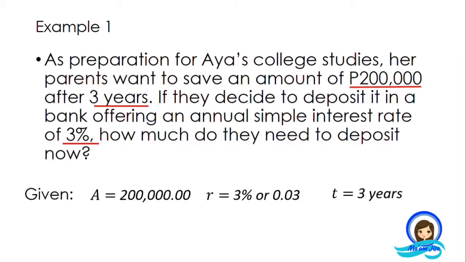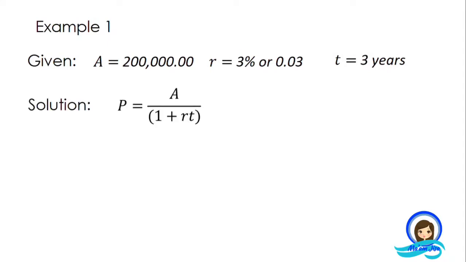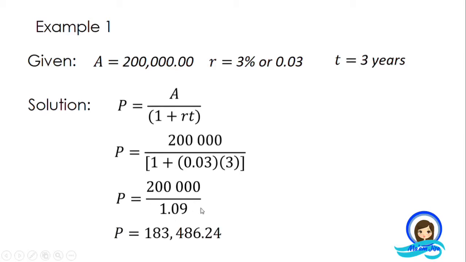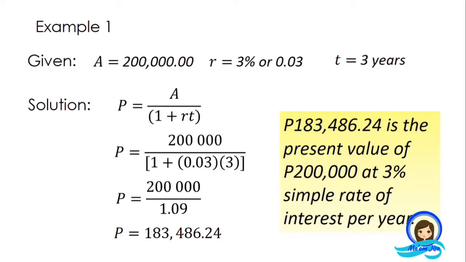To solve that one, using our formula, we have to substitute the given data. So the amount is 200,000. Then the rate is 3% or 0.03 and the term is 3 years. Again, you need to multiply the rate and time first before adding it to 1. So 0.03 times 3 is 0.09. And then adding it to 1, that is equivalent to 1.09. 200,000 over 1.09 is equivalent to 183,486 pesos and 24 centavos. Therefore, 183,486 pesos and 24 centavos is the present value of 200,000 pesos at 3% simple rate of interest per year.